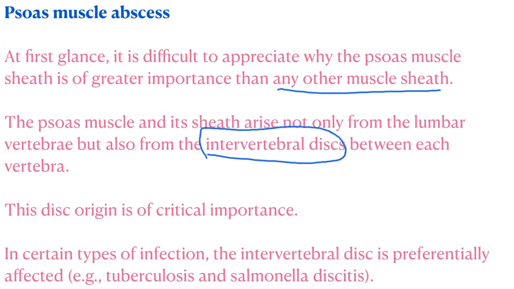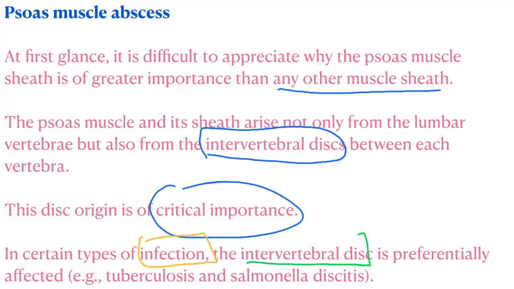I ask you to remember that psoas major arises from the intervertebral disc and lumbar vertebrae, and the psoas fascia, which forms the psoas sheath, also arises from the intervertebral disc. That is very, very important because the disc origin is critical. In certain types of infection, the intervertebral disc is preferentially affected, for example, tuberculosis and salmonella discitis.